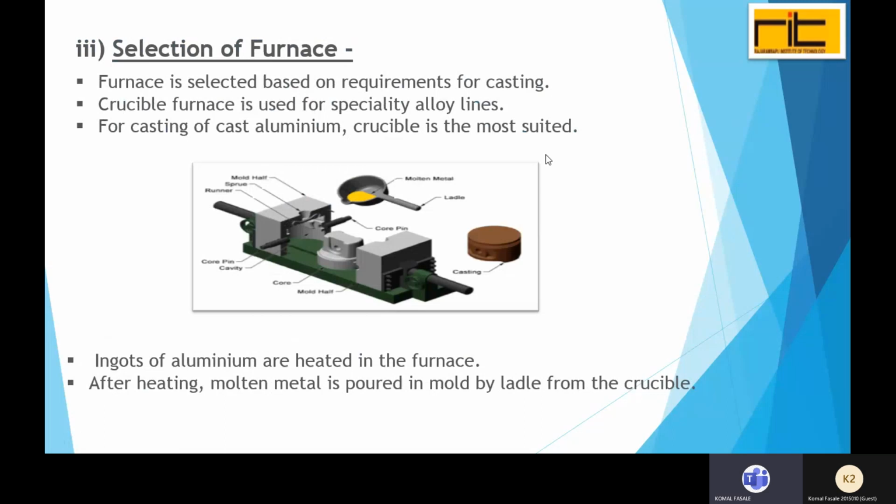So let's see about the selection of furnace. As the molten metal will be cast aluminum alloy, a crucible furnace is the most used and a suitable one, as it melts the metal without direct contact with a burning fuel mixture and gas, for specialty alloy lines. So ingots of aluminum are heated in the furnace. After heating, molten metal is poured into the mold by ladle from the crucible. So here is the ladle used for pouring the molten metal into the cavity.